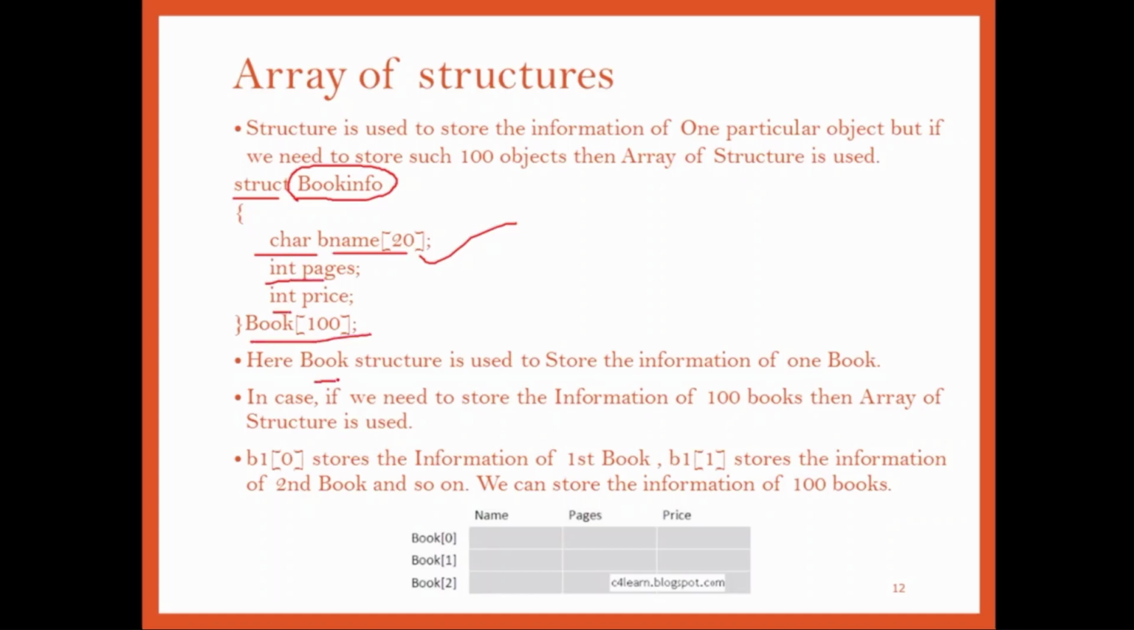So here the book structure is used to store the information of one book. In case we need to store the information of 100 books, then an array of structure is used. Means here b[0] stores the information of the first book, b[1] stores the information of the second book, and so on. So we can store the information of 100 books like that. Array index starts from 0, so like that book 0, book 1, book 2. Particularly we are storing that information in the array of structure. Okay, getting it? Yes or no?